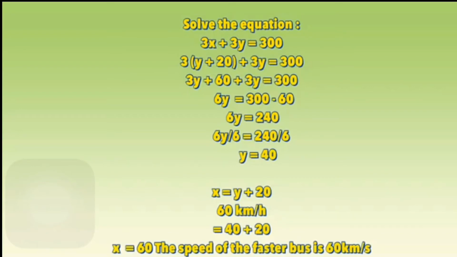So 6y divided by 6 equals y. Then 240 divided by 6 equals 40. So the value of y now equals 40.